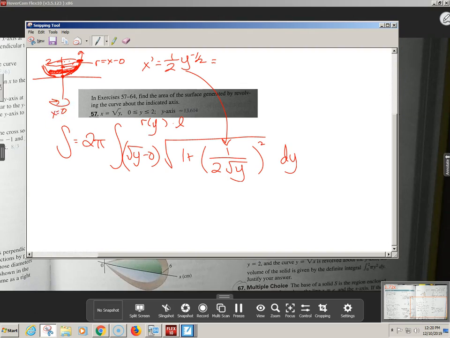If I'm revolving around a vertical, I'm going to have a horizontal radius. That horizontal radius needs an x measurement. If I'm in terms of x, no big deal. Just use x minus 0. But if I'm in terms of y, I have to plug in. Kind of similar to some of the hard things with shells. Anything additional?